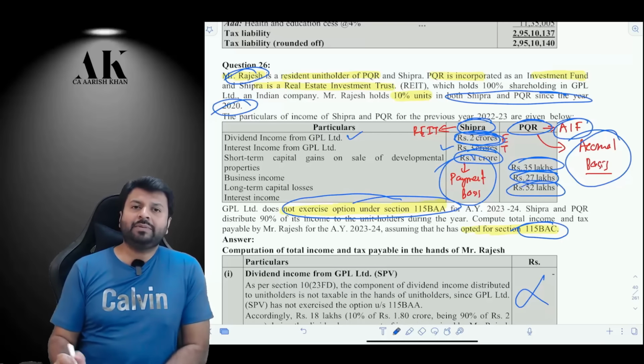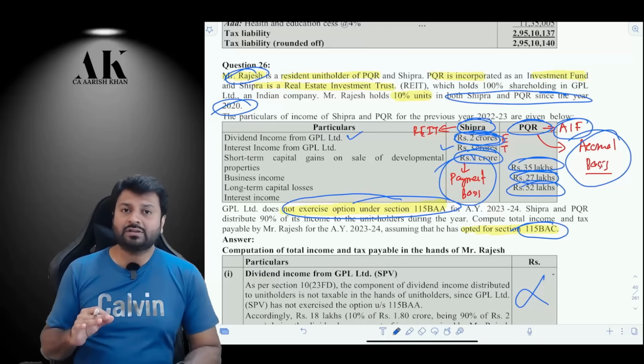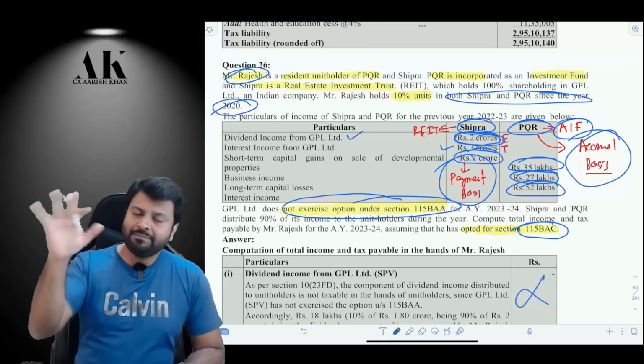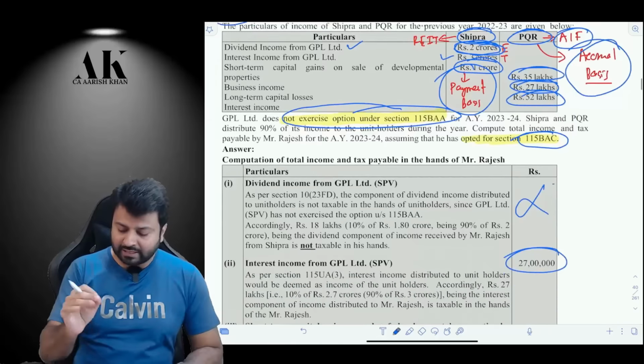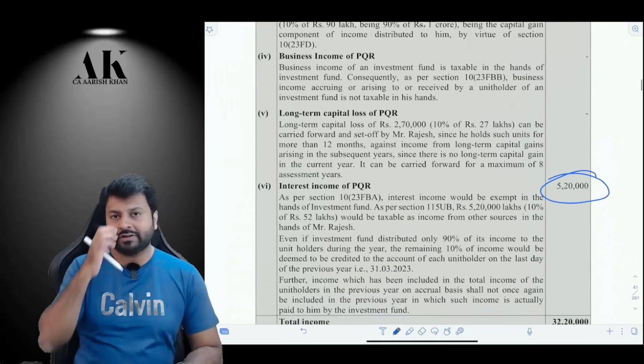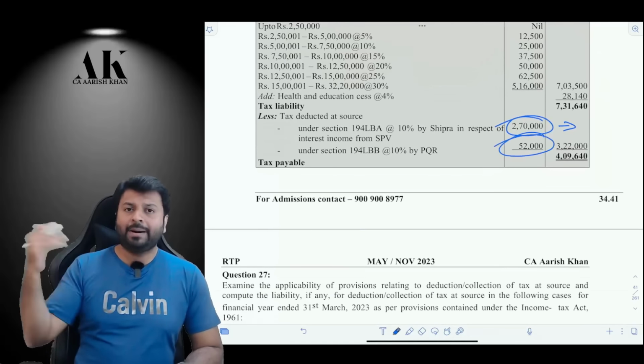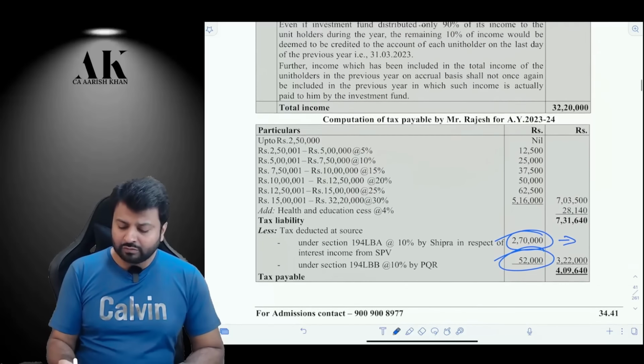Now, this interest income will be taxable in the hands of the investor on the basis of what? Not on the basis of distribution. 10% directly, whether distributed or not distributed, directly 10% of that will be taxable in the hands of the investor. Therefore, 5,20,000 will be taxable in the hands of the investor, and 10% TDS will also be deducted by the company.